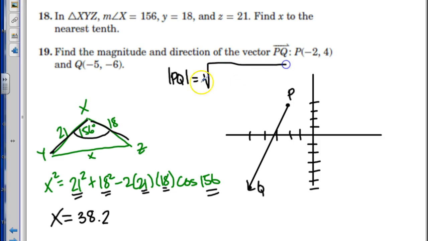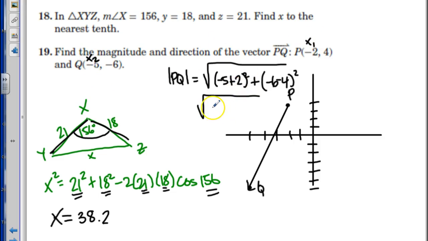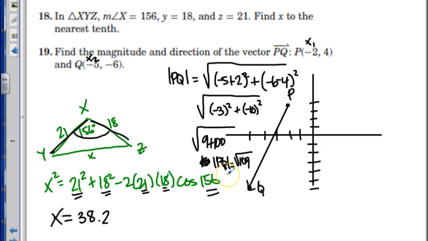So I want the square root of -5 minus -2, so it changes that to plus, squared, plus -6 minus 4 squared. Remember this is x2 minus x1, so there's x2 and there's x1, which is -3 squared, plus y2 minus y1. So I have the square root of 9 plus 100. The magnitude, that's not absolute value, but magnitude of PQ is the square root of 109.